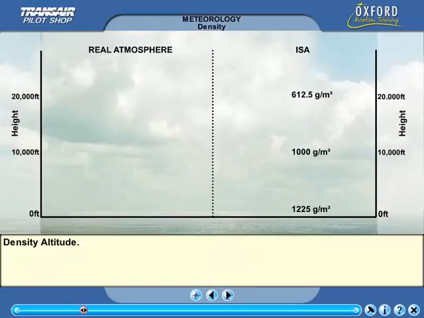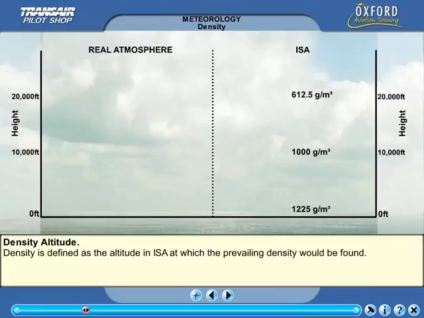Another way density can be expressed is by using the term density altitude. This term is seldom understood, but it is essential to understand it, especially when using it to discuss aircraft performance. Density altitude is simply defined as being the altitude in ISA at which the prevailing density would occur. This is best explained by using an example.